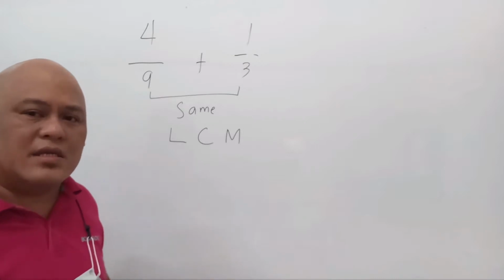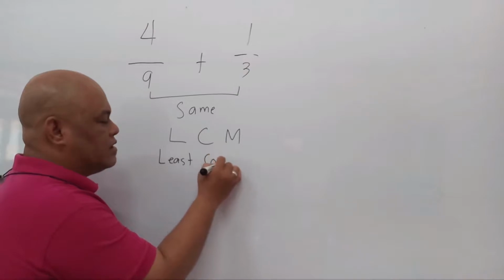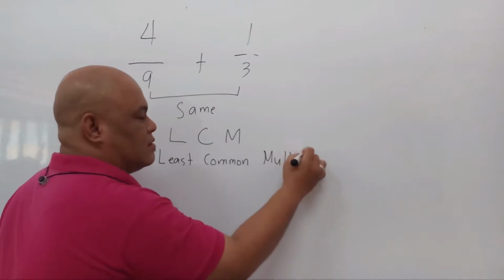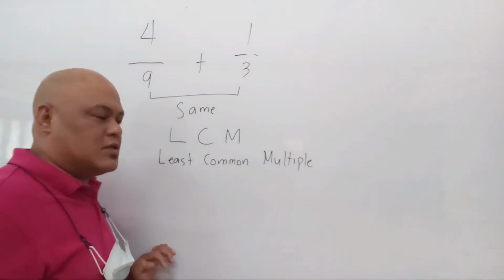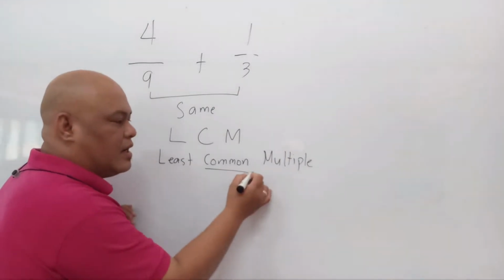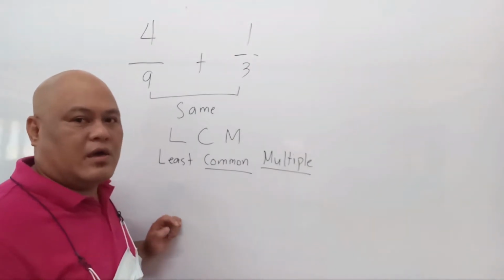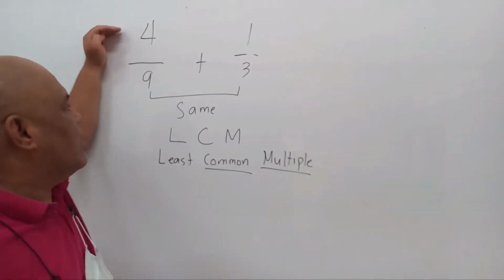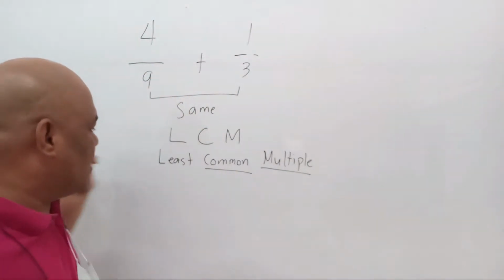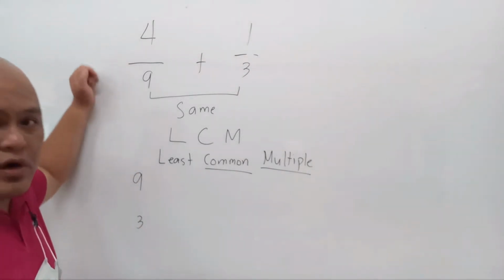Or what is LCM? LCM means least common multiple. Okay? So, meaning we will get the common number and we have to use multiplication. For example, we have here 4 over 9 plus 1 over 3. So, we will use 9 and 3 as the denominators.